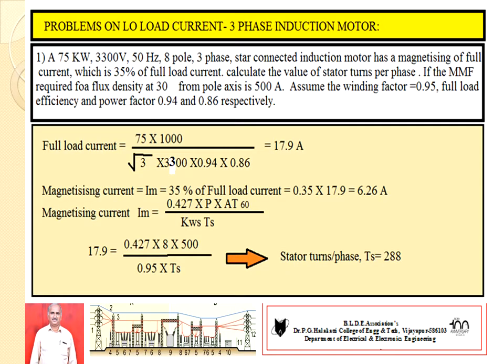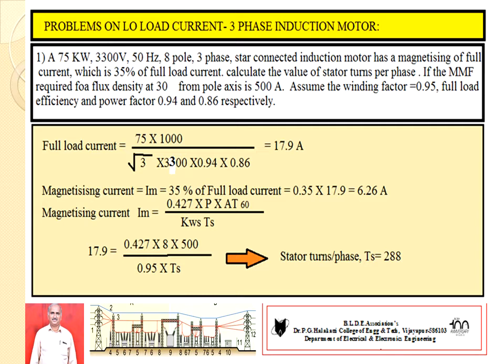So problem number 1, it is a very simple problem. See there, 75 kilowatt is given, rating of machine 3300 volts is given, number of poles are given, and one relation is given. That is the relation between magnetizing current and full load current. So magnetizing current is 35% of full load current. So calculate the number of stator turns. It is a very simple problem.